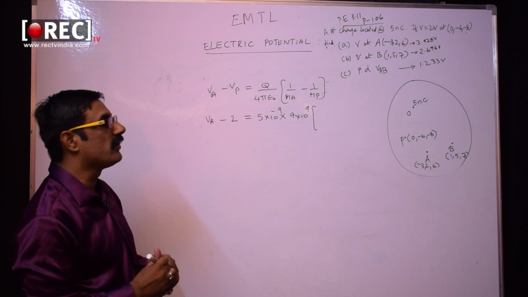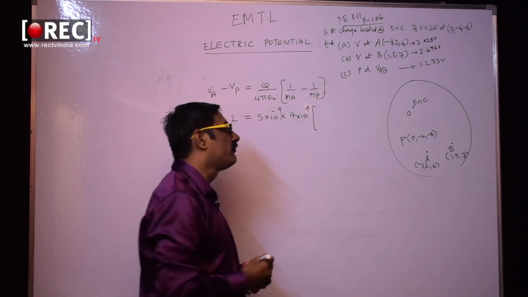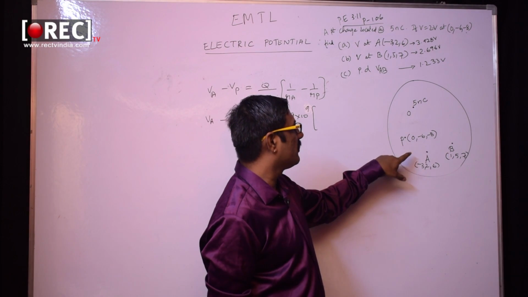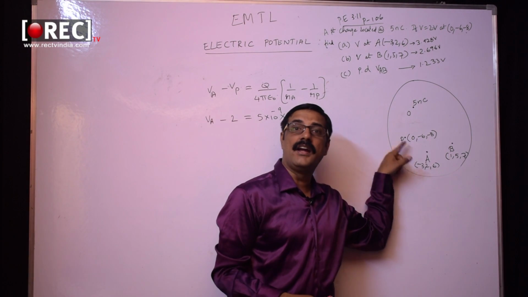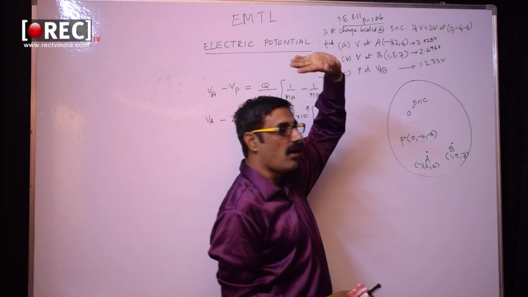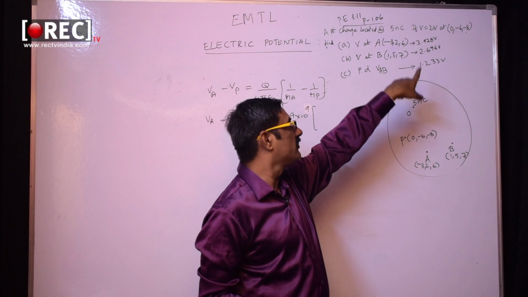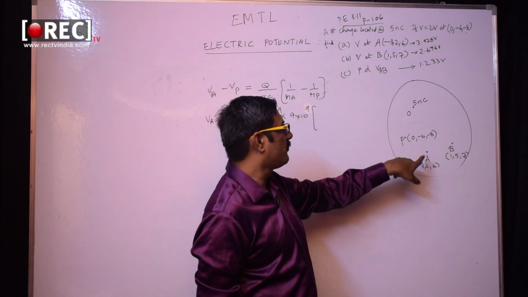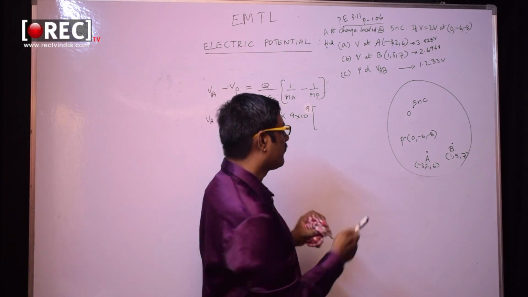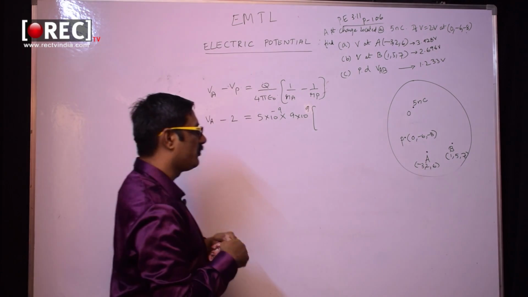Now let us evaluate what RA is. You should understand carefully the meaning of RA. RA is the distance between the point we are considering and the location of the charge. What is the location of the charge? Actually it is at origin. So this charge is located at origin, and the point of interest is A, minus 3, 2, 6. The distance between these 2 points, if you calculate, you get it to be 7.